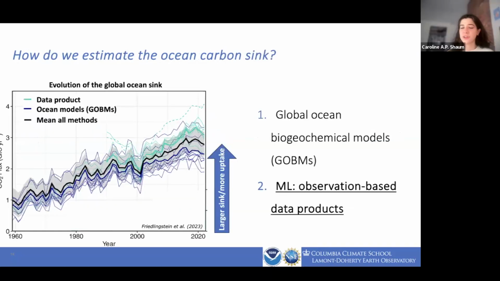So there's a few different methods for estimating the ocean carbon sink, which we've kind of covered, but the two main ones are using global ocean biogeochemical models, or GOBMs, like we mentioned before, and the second is machine learning, like observation-based data products. And for the remainder of the talk, we're mainly going to focus on this machine learning method of estimating the sink.